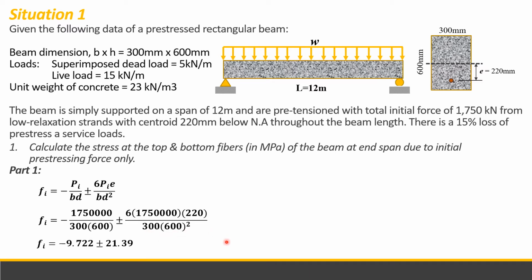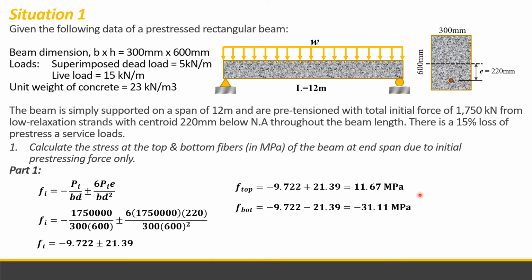So we can solve negative 9.722 plus minus 21.39. Okay, so for the top fiber, we have the plus sign. So plus for the top fiber. So negative 9.722 plus 21.39 is equal to 11.67 MPa. So that is the stress at the top fiber due to initial pre-stress.